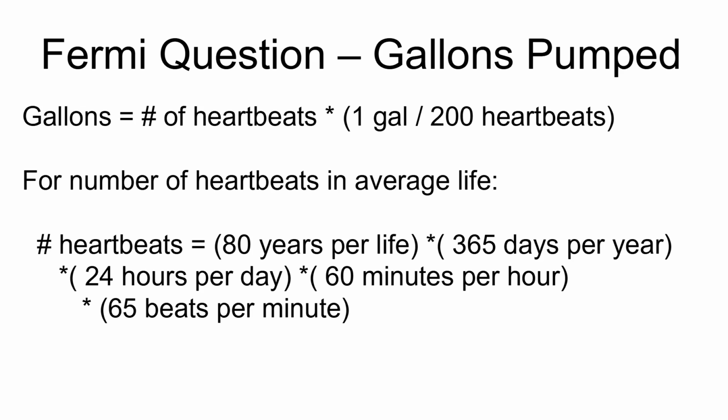Now, how do we estimate how many heartbeats a person will have in a lifetime? And we'll take an average life. And my guess is in today's society, in the United States, the average life would be 80 years. So 80 years per life, 365 days per year, 24 hours per day, 60 minutes in an hour, and guessing 65 beats per minute. Now, some of these pieces are guesses, some are closer to reality.